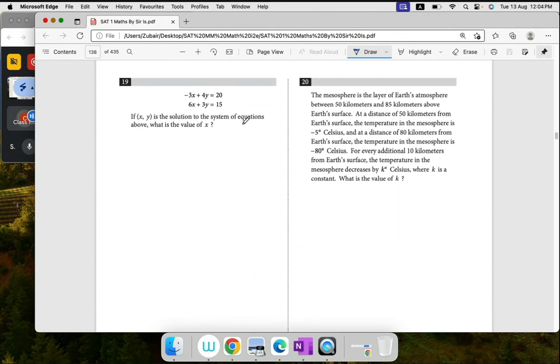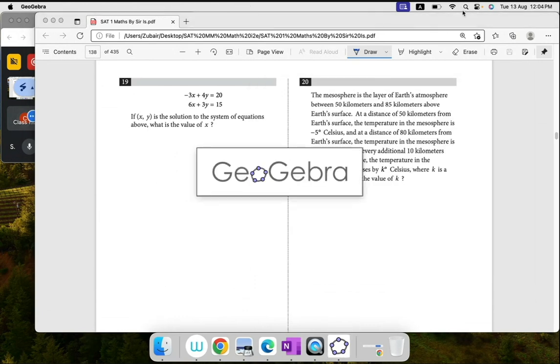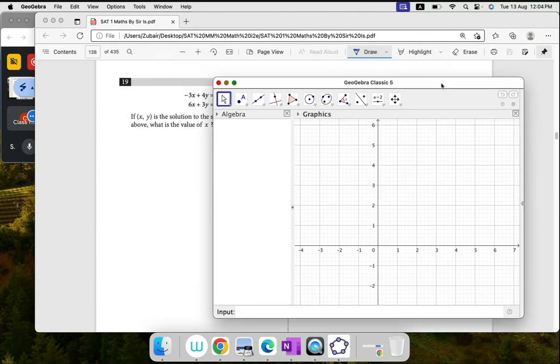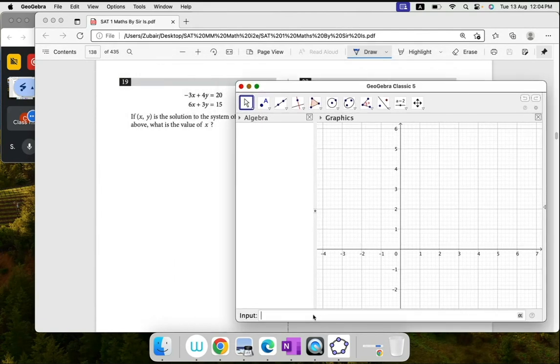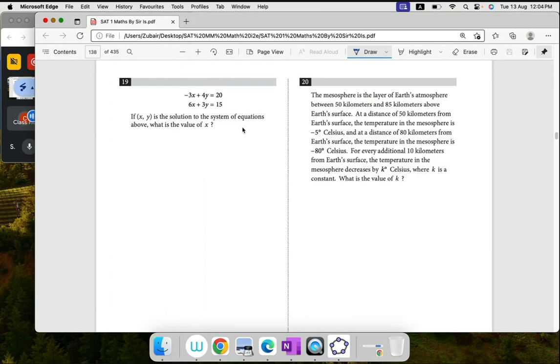x comma y is the solution of this equation. What is the value of x? Minus 3x plus 4y is equal to 20. 6x plus 3y is equal to 15. And in this, we don't have to be sure about the calculation mistake. x is 0, y is 5. So what is the value of x? x is equal to 0.